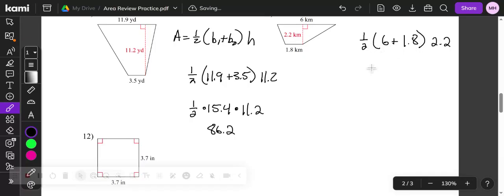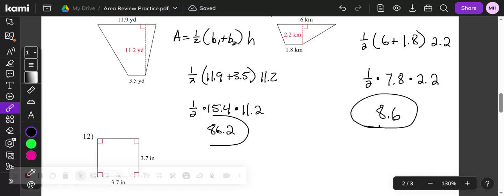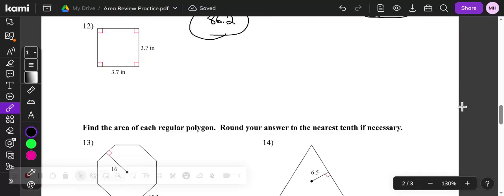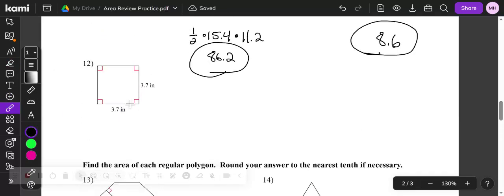Okay, so 6 plus, that'd be 7.8. Okay, so 1/2 times 7.8 times 2.2, 8.58, which would be 8.6. Oop, too far. Base times height, 3.7 times 3.7. 13.69, which would be 13.7.